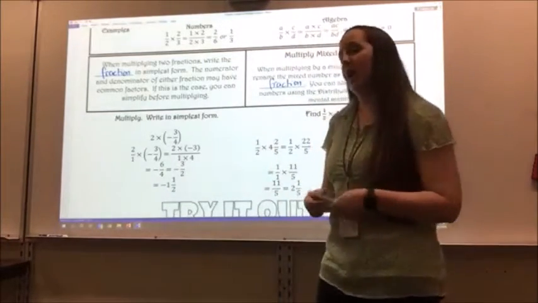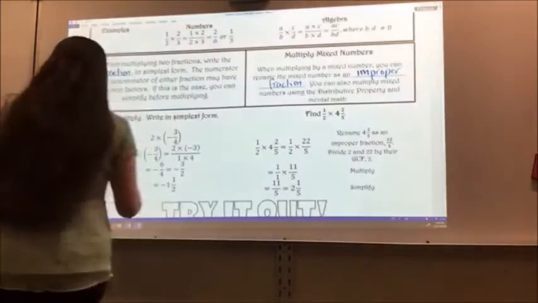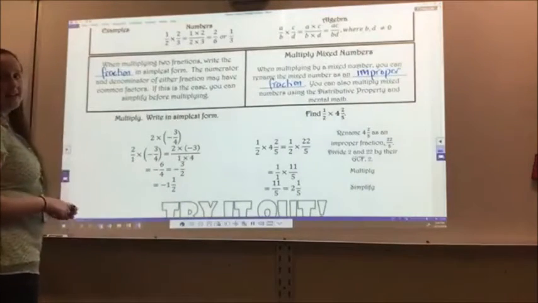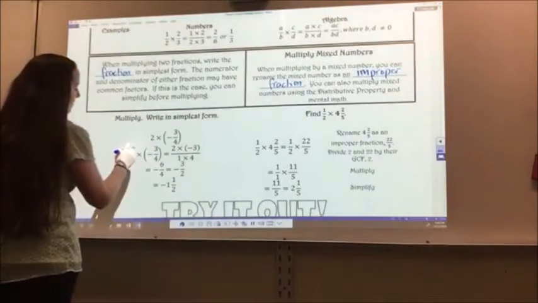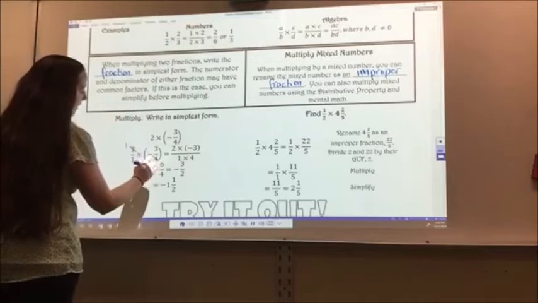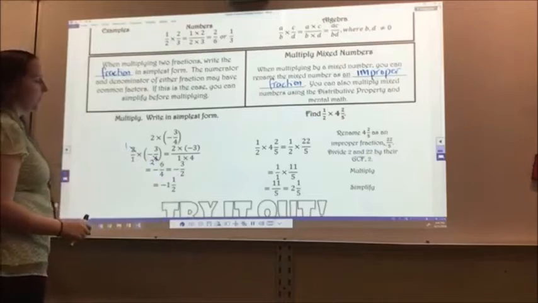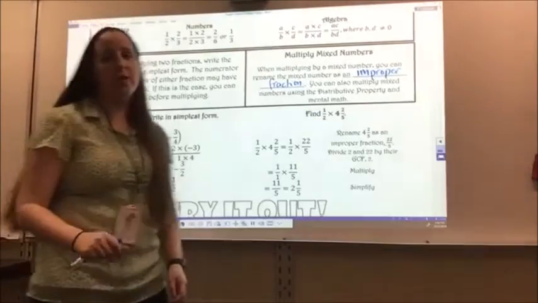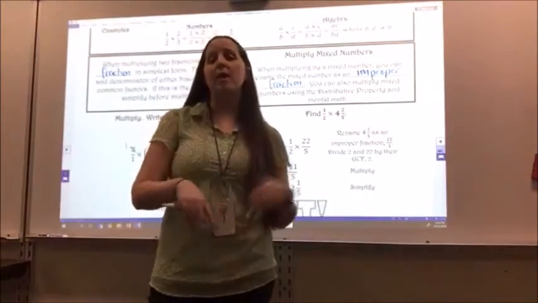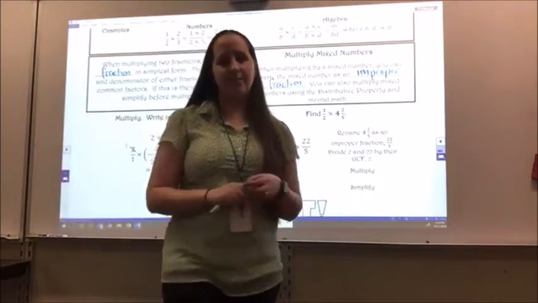I can also recognize that 2 and 4 I can simplify. So 2 would become 1 and 4 would become 2, and I get the same answer at the end. Okay? So it's just a matter of which way you want to do it, if you want to simplify before or if you want to simplify at the end. Okay?